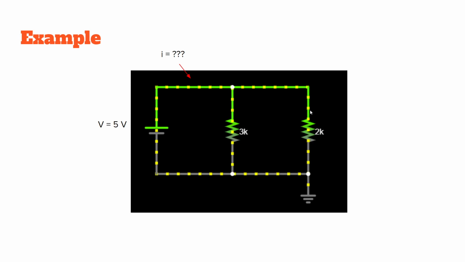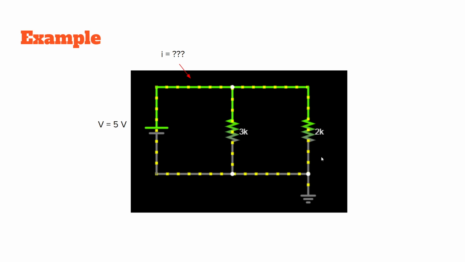And this 2K resistor crosses between this node here and this node here. You can see that they are in parallel because all of these three points up here are the same voltage, right? Because all that's between them is a wire. And the same goes for these three points down here. So that means that these two are in parallel.